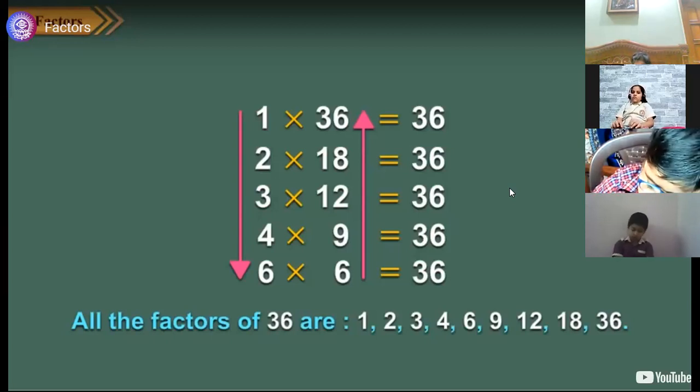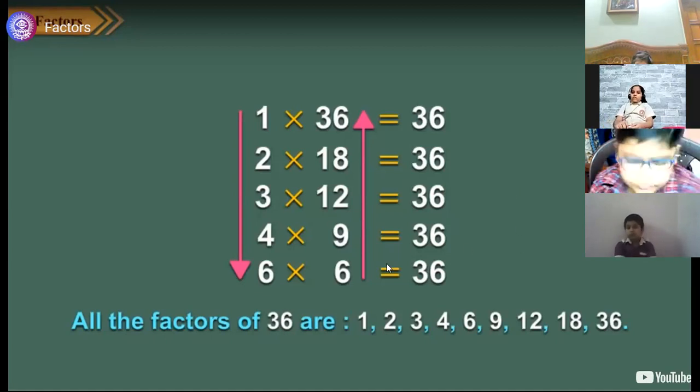Ma'am, the answer is 36. Beta, ma'am is not asking about the answer. Ma'am is asking about the factors that we have just found out. Okay? Factors. Yes, tell me. Ma'am, 1, 2, 3, 4, 6, and 36.